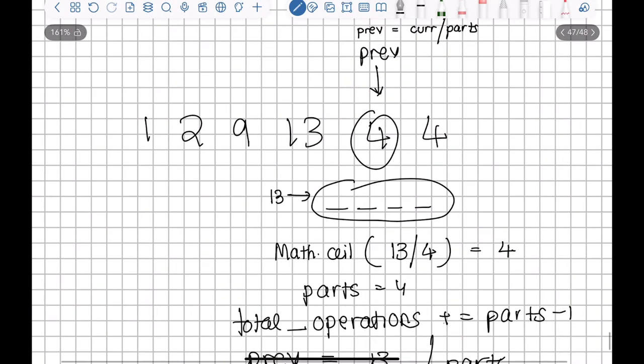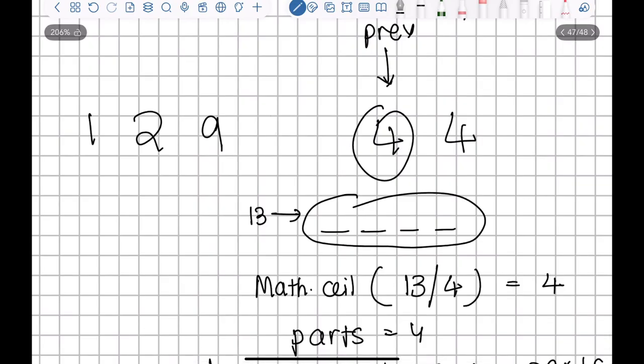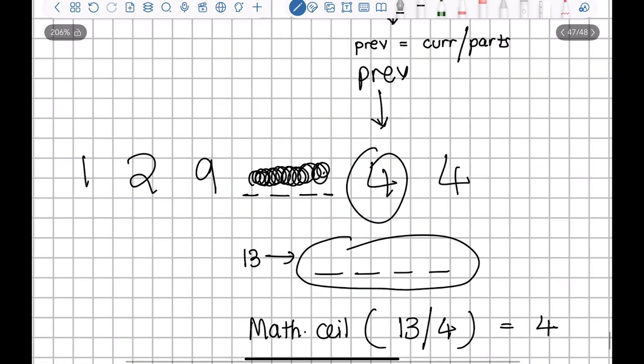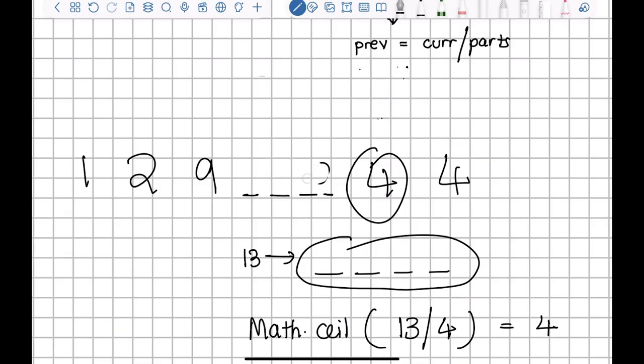That means when I divide 13 into 4 parts with the given operation, we would have something here. We are not really interested in knowing what's here, but we are interested in knowing, when I go from this 13 to 9, what would be my prev value? So essentially the prev value that I calculated here was 2. My prev becomes 2 and my current value becomes 9.